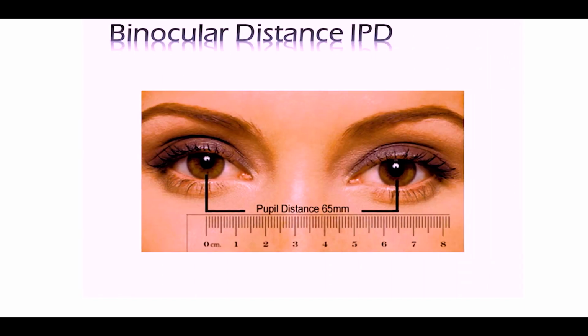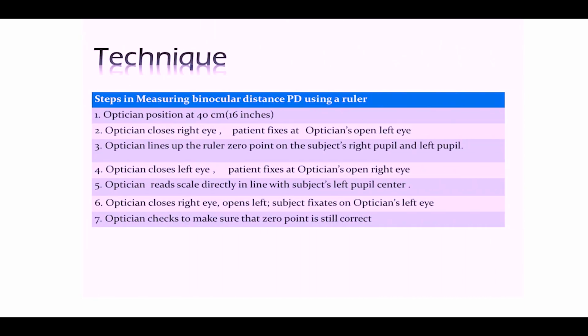Now, talking about binocular distance in IPD, how do we measure it? Again, just remember the steps. It's very easy, very simple. You have to close one eye. Let's say in this case, you close your right eye. Stay away from the patient for about 40 centimeters. That's called the working distance.